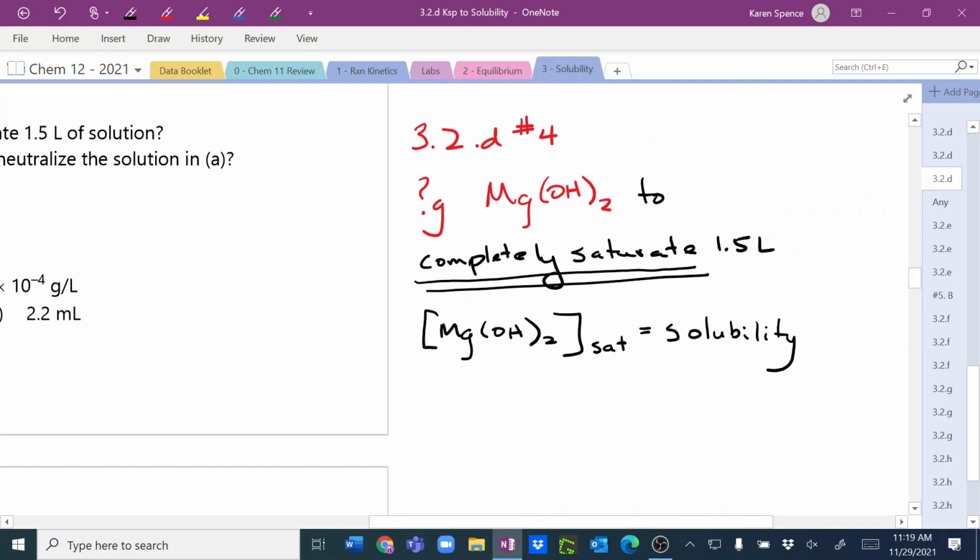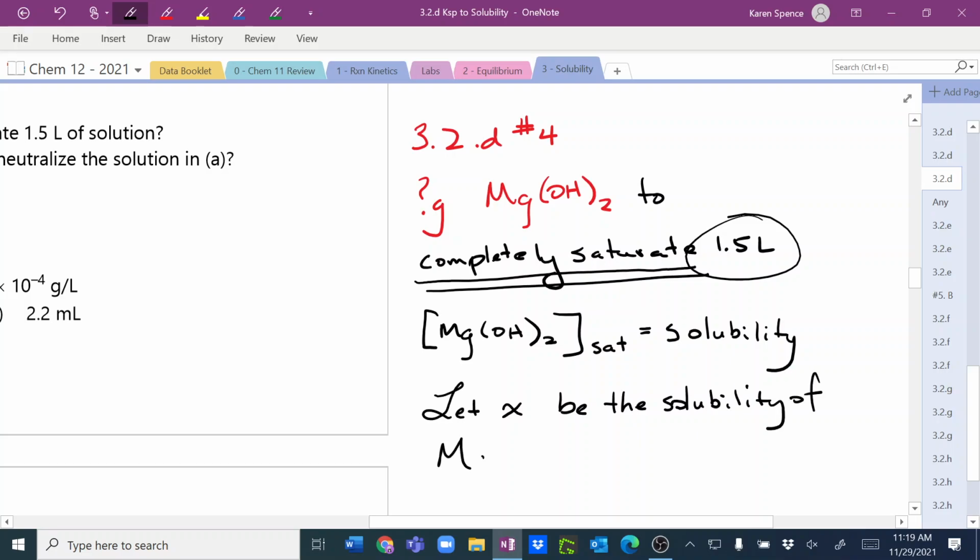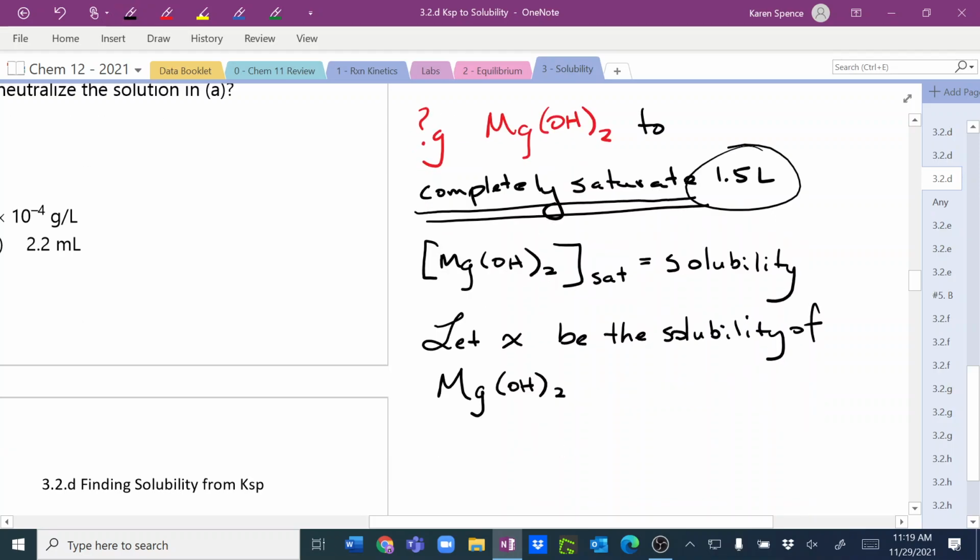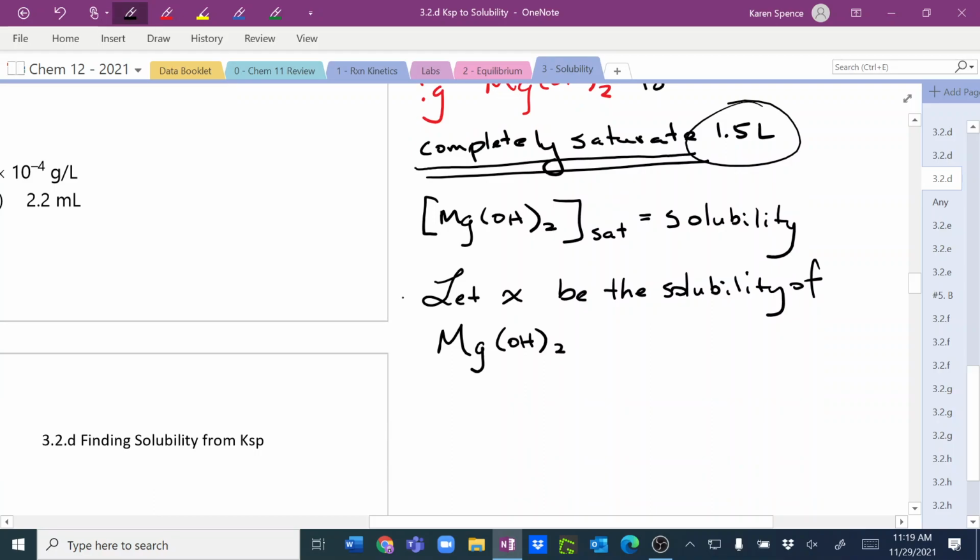We can find our grams because we've got the volume. We can find the grams as long as we know the concentration. So the first thing will be to find the concentration. So we will say let X be the solubility of Mg(OH)2. So there's our let statement.